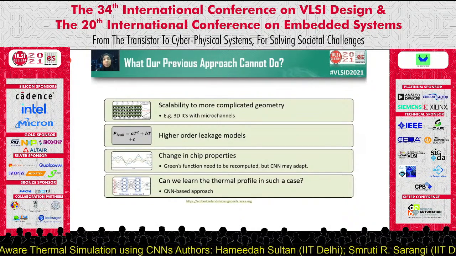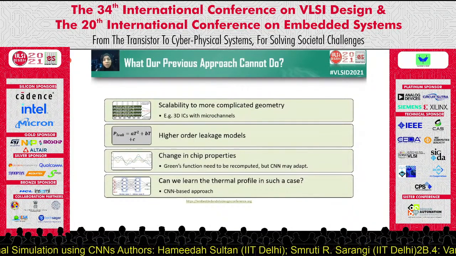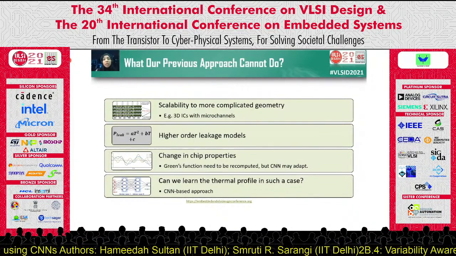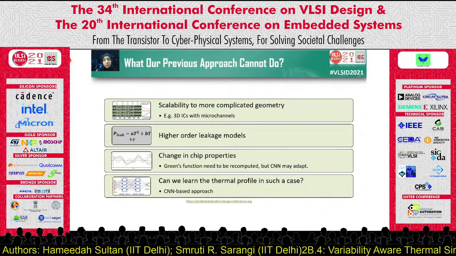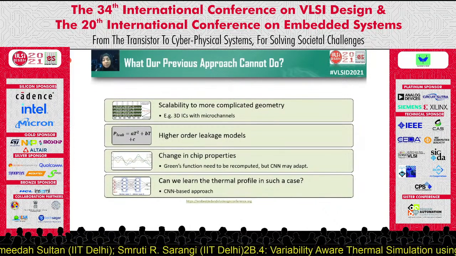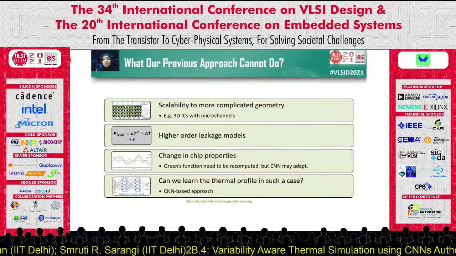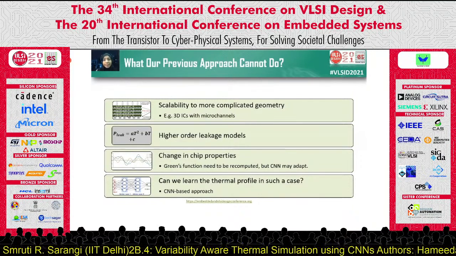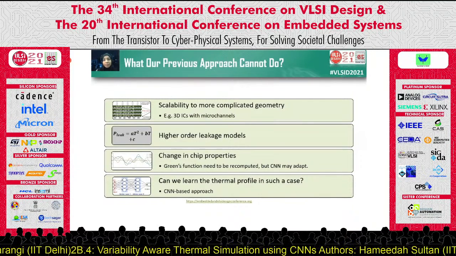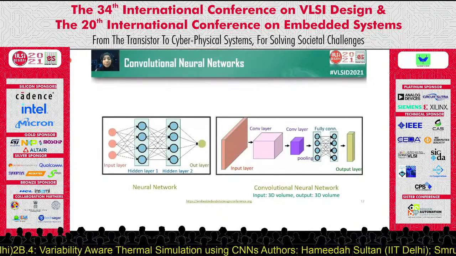Also, when the chip properties change, the Green's function needs to be recomputed. However, a CNN-based approach is capable of adapting if a large variety of inputs are given in the training phase. So we explore whether we can learn the thermal profile in such a case. We describe neural networks briefly.